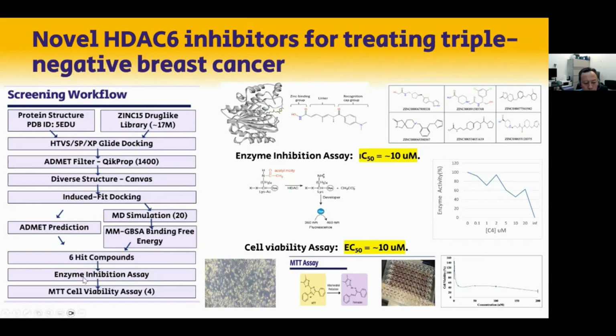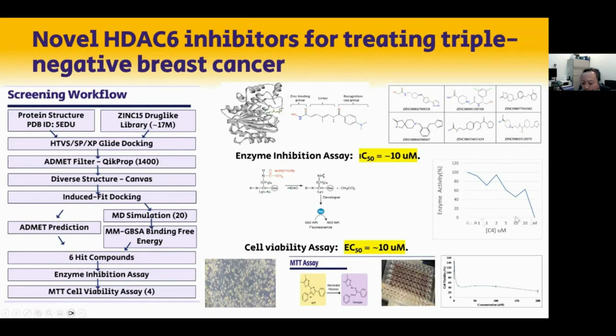Okay, and then we wanted to do the wet lab testing, the enzyme inhibition assay and the cell viability assay, to check if it works. So here are the 6 compounds we identified. And, amazing, several compounds have activity. Well, I cannot tell you which ones. And the best compound actually shows very good inhibition, which has the IC50.